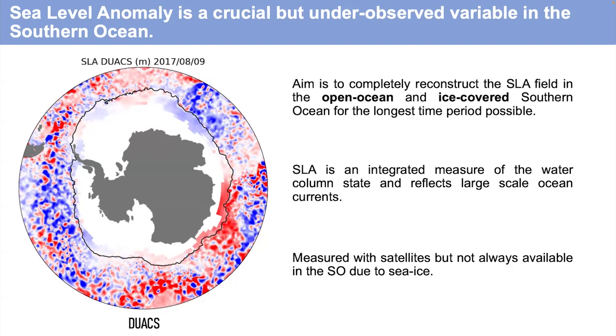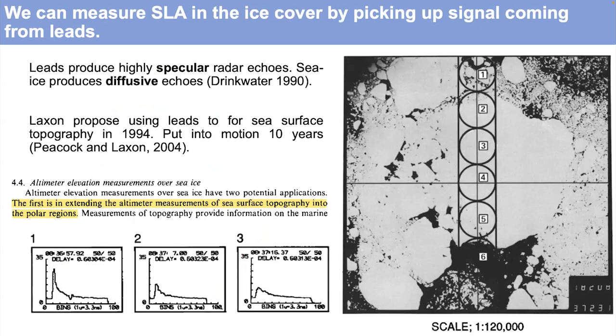The way we go around this physical limit of sea ice is by using the signal that comes from the leads, which are holes in the sea ice cover. I'm going to do a bit of science history now. We have known for a long time that the lead signal is very different from the sea ice signal. It's much more specular, and meanwhile the sea ice produces a much more diffusive echo when you look at it from a satellite. This was shown in a paper from Drinkwater in 1990.